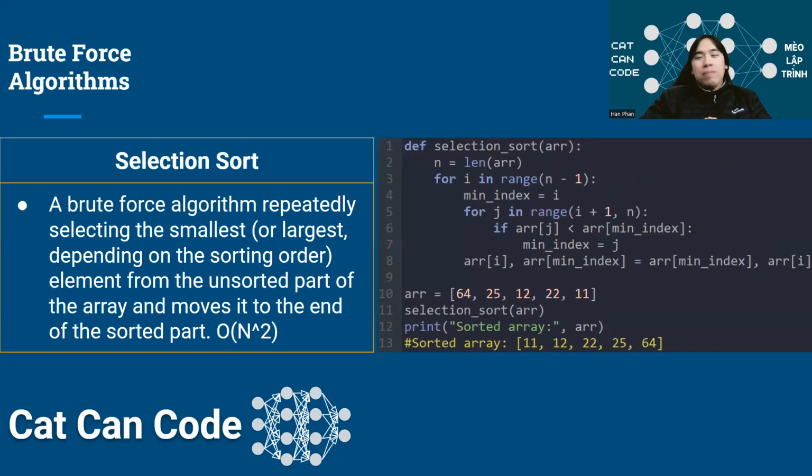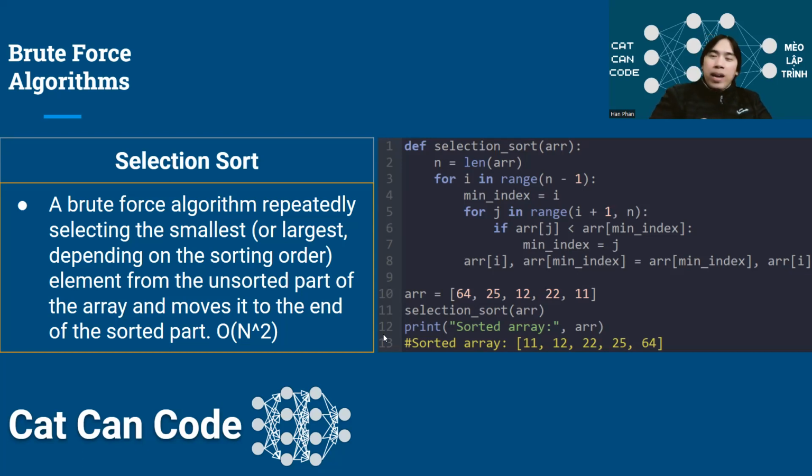Selection sort. This is another very famous and classic algorithm in the field of computer science, and selection sort is also a brute force algorithm. It repeatedly selects the smallest or the largest, depending on the sorting order, element from the unsorted part of the array and moves it to the end of the sorted part.